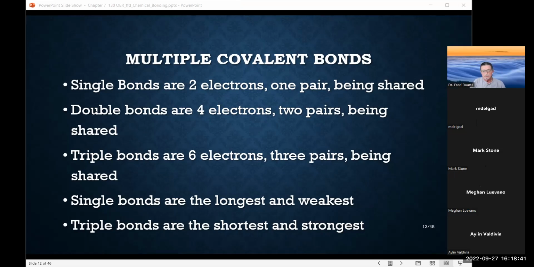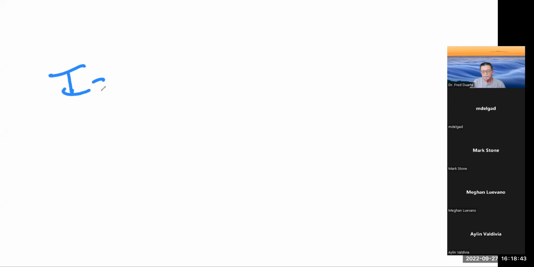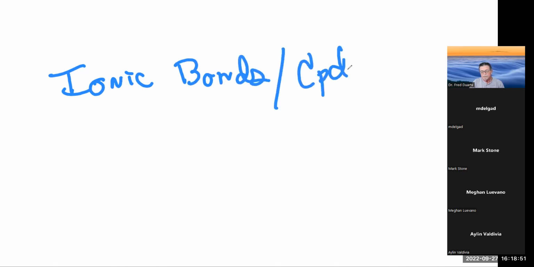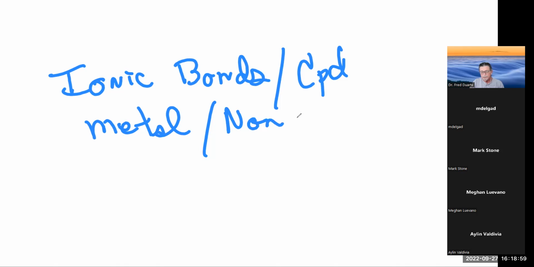And so when we talked about ionic bonds or compounds, CPD is short for compound. It is a combination of a metal and a non-metal. And it is a combination of the ions of the metal and the non-metal. And so we put them together with positive and negatives. They come together and form an attraction. It's not really a bond, but we call it a chemical bond.